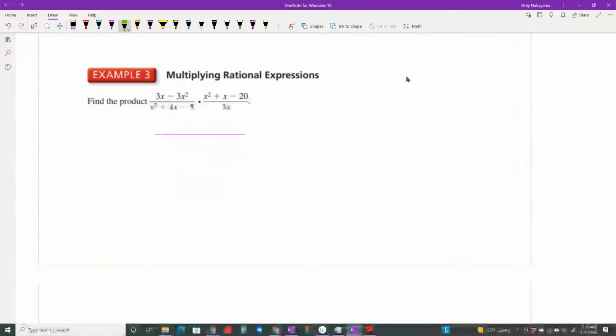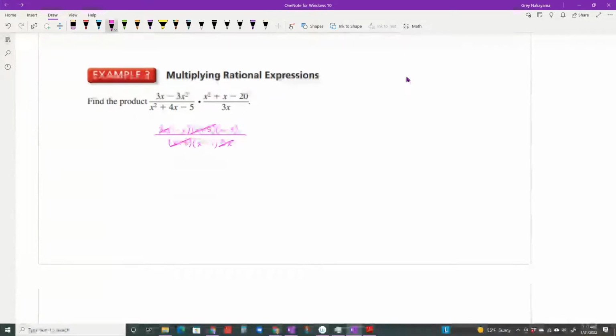All right, so when I'm looking at 3x minus 3x squared, they have a common factor of 3x, so that leaves me with 1 minus x. Then I'm going to go across. It doesn't matter if you go across or go down. x squared plus x minus 20 is going to factor to x plus 5 and x minus 4. And on the bottom, I have x squared plus 4x minus 5. That factors to x plus 5 times x minus 1. And I still have my 3x. So to simplify that, I have 3x on the top and the bottom. I have x plus 5 on the top and the bottom.